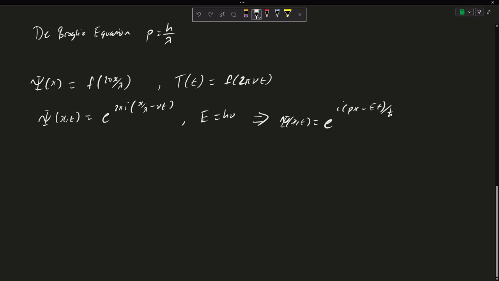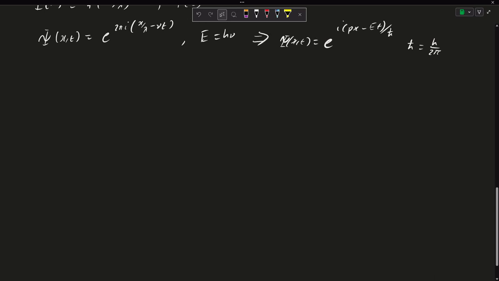Now, there's a lot that's been swept under the rug here, but the main thing is that the 2 pi has gone into the reduced Planck's constant, where the reduced Planck's constant is just h over 2 pi. The reason we do it is that it's much nicer. We'd have to write 2 pi everywhere, so it gets rid of that. Good.